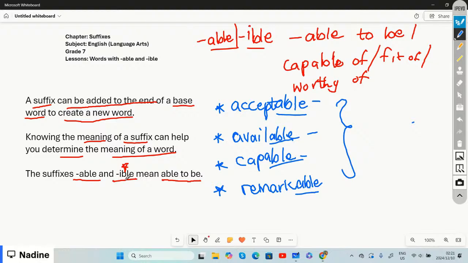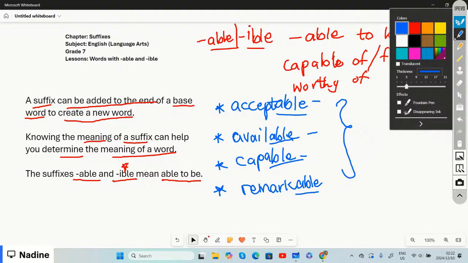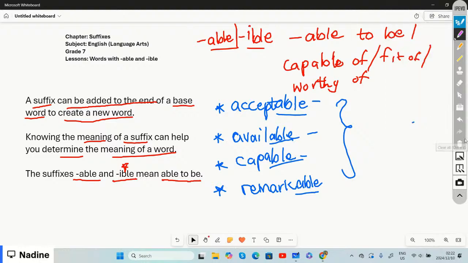All right. So we said that capable, available, acceptable, and remarkable mean you are able to be accepted. You're capable of being available or availing yourself, and so on. Now, if we use the word able, it still means capable of something.